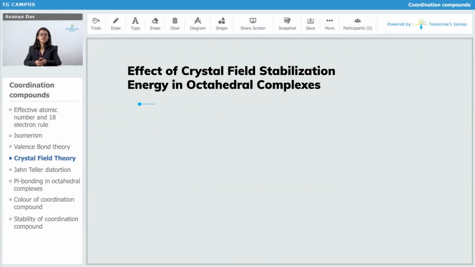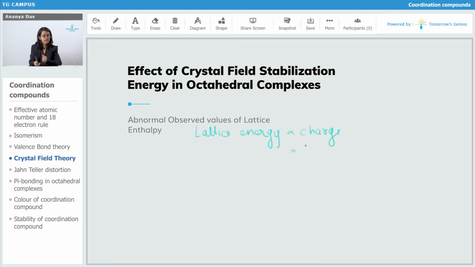Your crystal field stabilization energy leads to many abnormal things in your complexes. The first abnormality that we see is in the lattice energy of the complexes. Lattice energy, we know, is directly proportional to charge and inversely proportional to size. That is, as the charge increases, the lattice energy increases, and as the size increases, the lattice energy decreases.